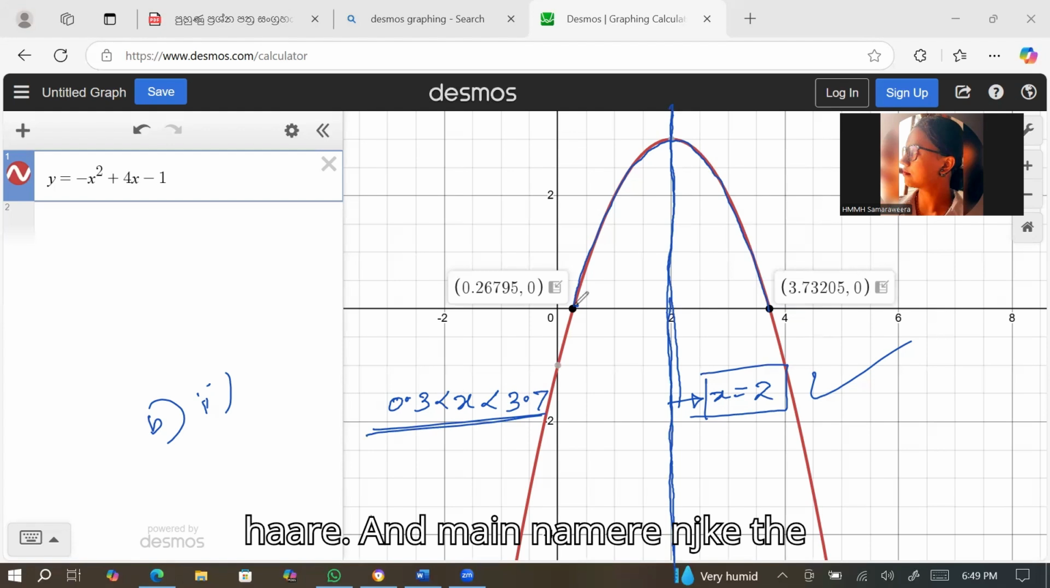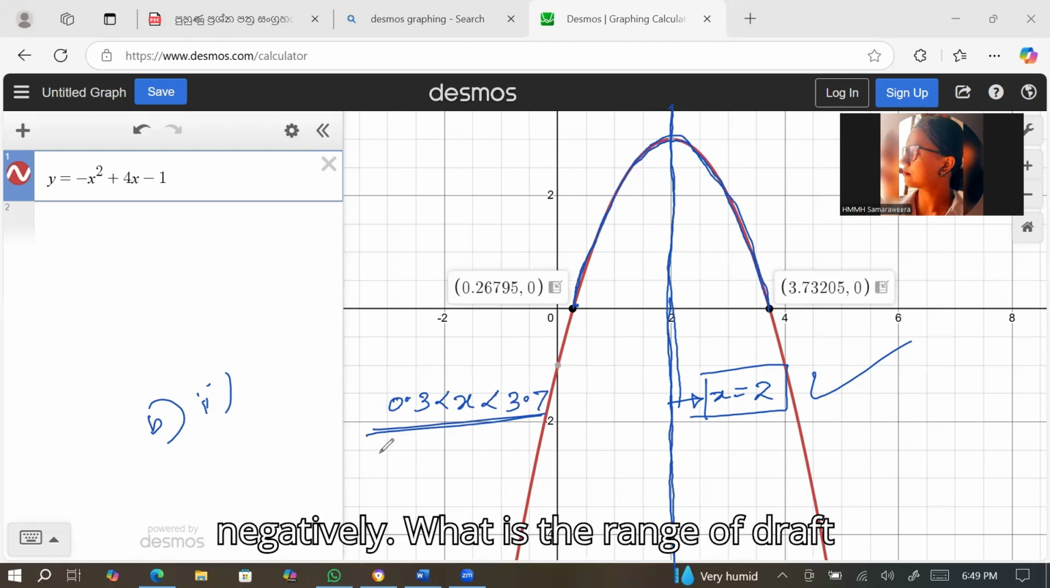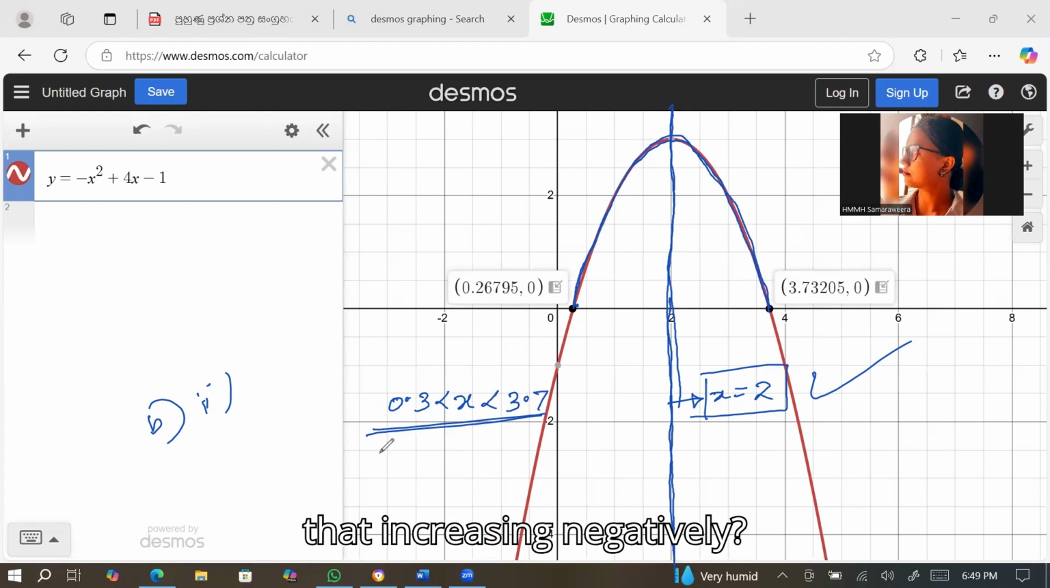In this range, the graph is positive, right? An extra question. Graph is increasing negatively. What is the range of graph that is increasing negatively?